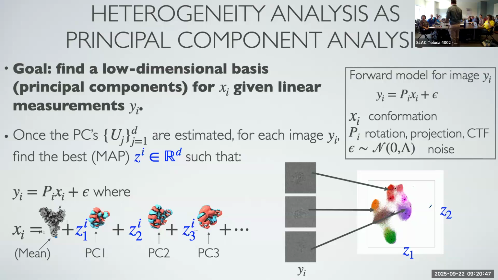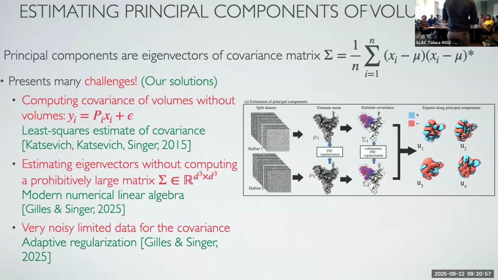So really the difficult part is finding the principal components in the first place, a basis for the volumes. And that's difficult because we're trying to find the principal components of the volumes without actually observing the volumes. We only observe images, which are projections of the volumes. And so we have developed an algorithm to compute these principal components.